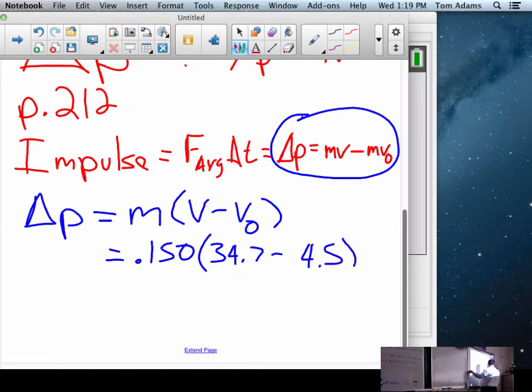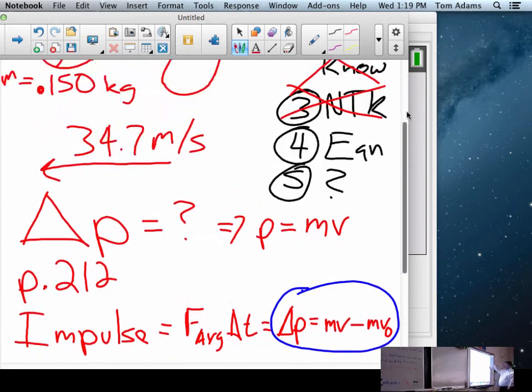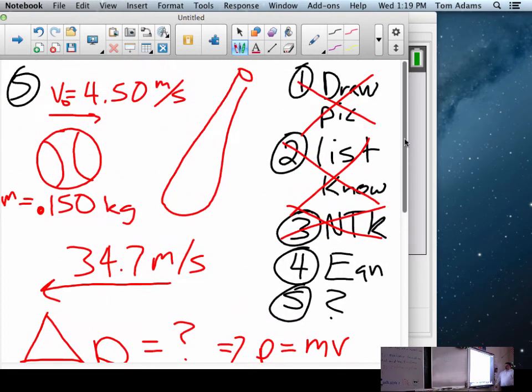4.5. Now, I heard some comments as I wrote that down. I might be making a mistake, I might not be making a mistake, I don't know yet. Isn't velocity a vector? All right, so if this velocity is a vector, and this velocity is a vector, what should those two numbers have, or what has Mr. Adams not quite written down yet? Signs. The signs.